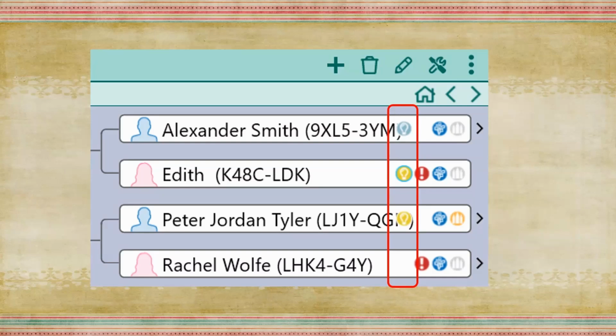And Peter's status indicates that there are pending hints for me to review, and RootsMagic has completed the searching. And finally, Rachel has no light bulb icon at all, showing that RootsMagic has found no hints for me, and it has completed its searching process.